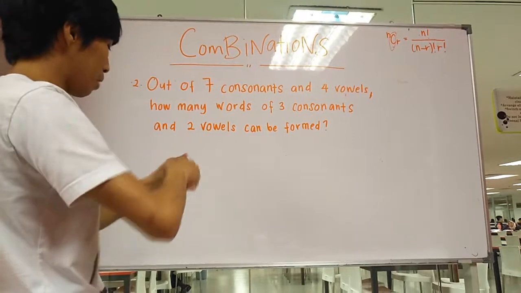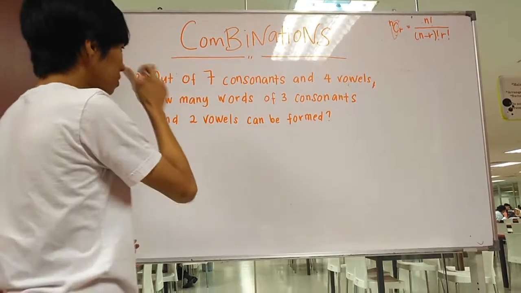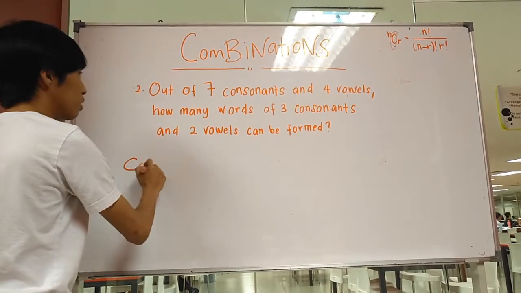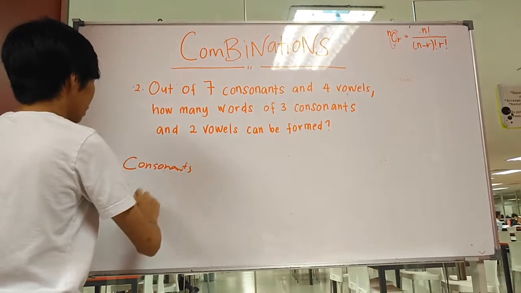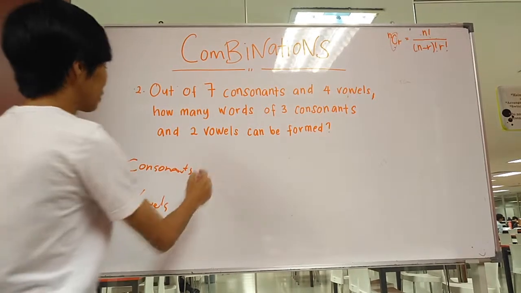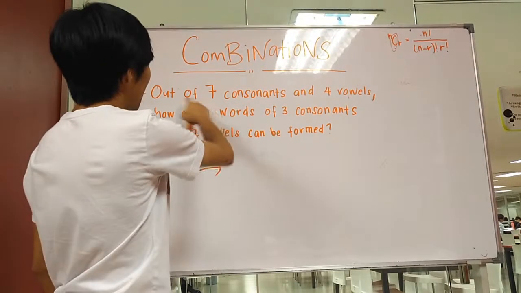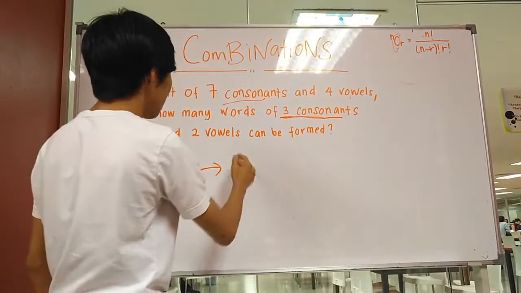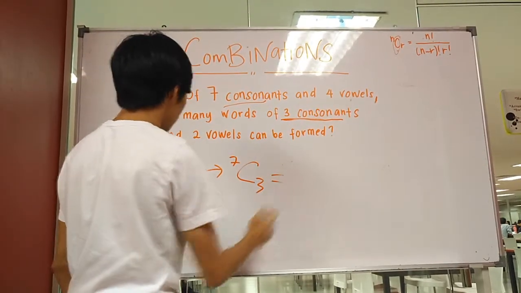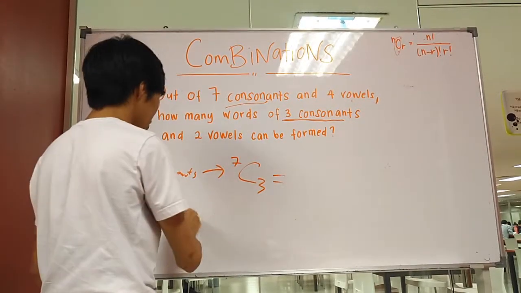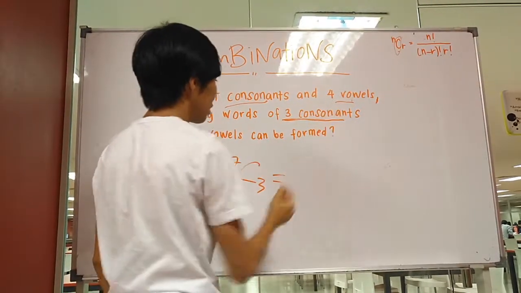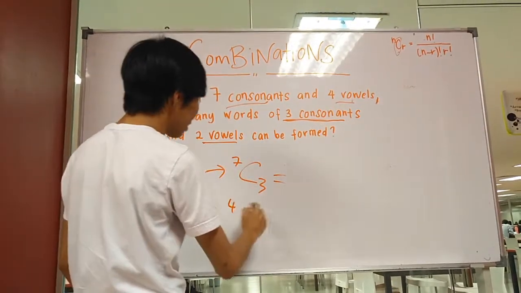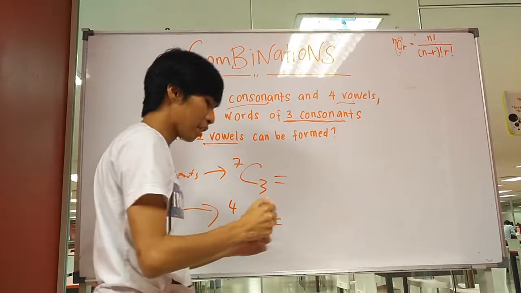Okay, for this question, I will divide it into consonants and vowels. For the consonants, it was 3 out of 7. So that's 7C3. Then let's solve it for vowels: 4 vowels, choose 2. So 4C2. Then I can use my calculator.